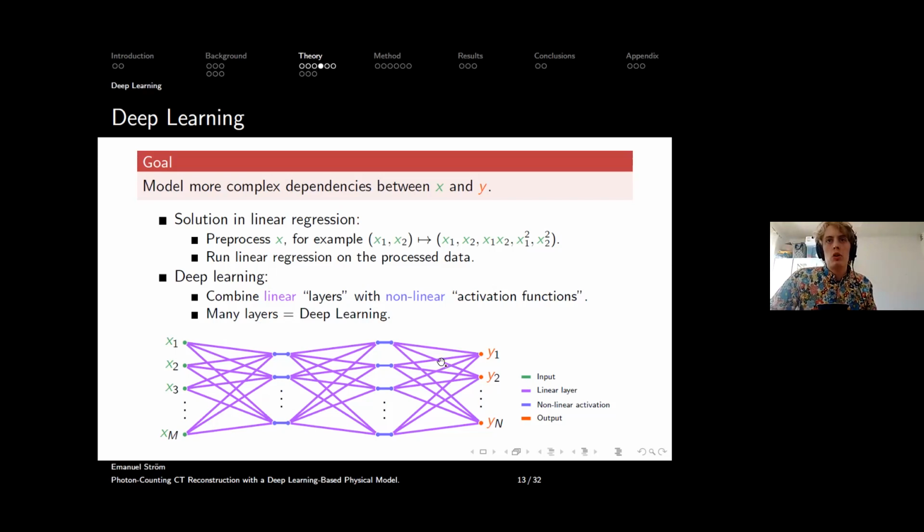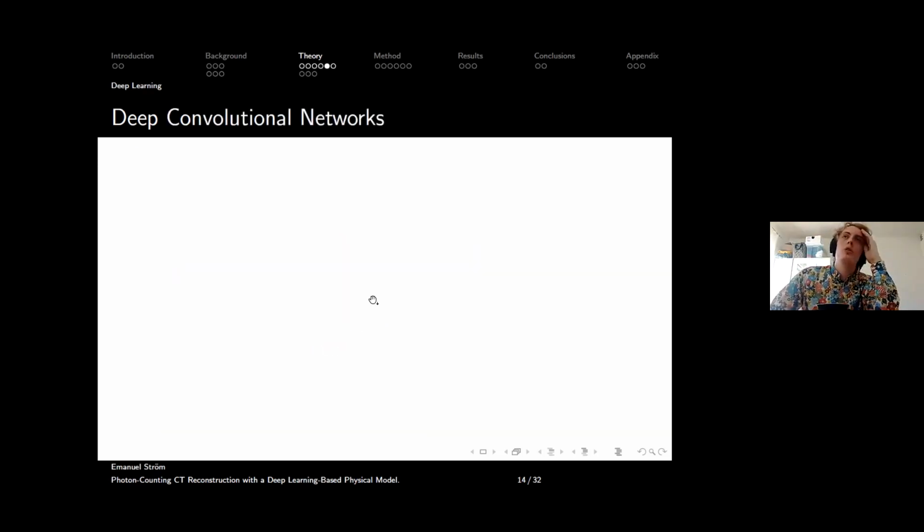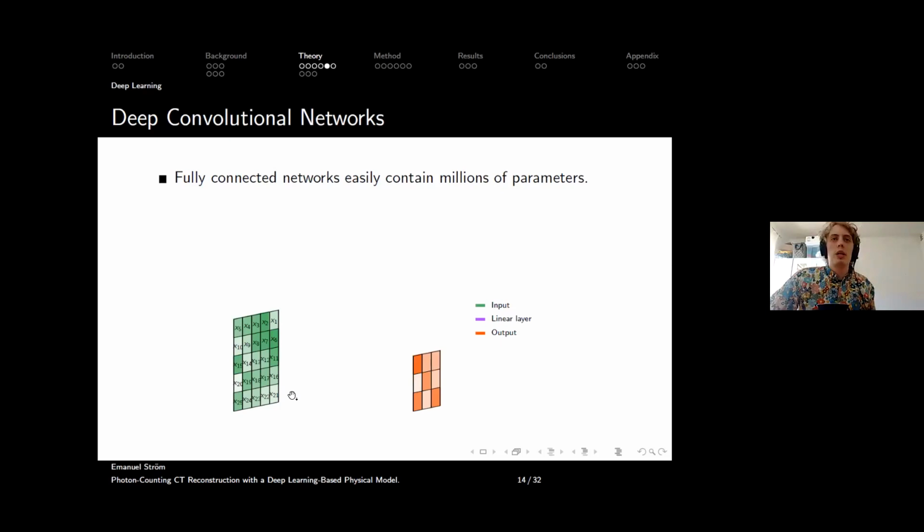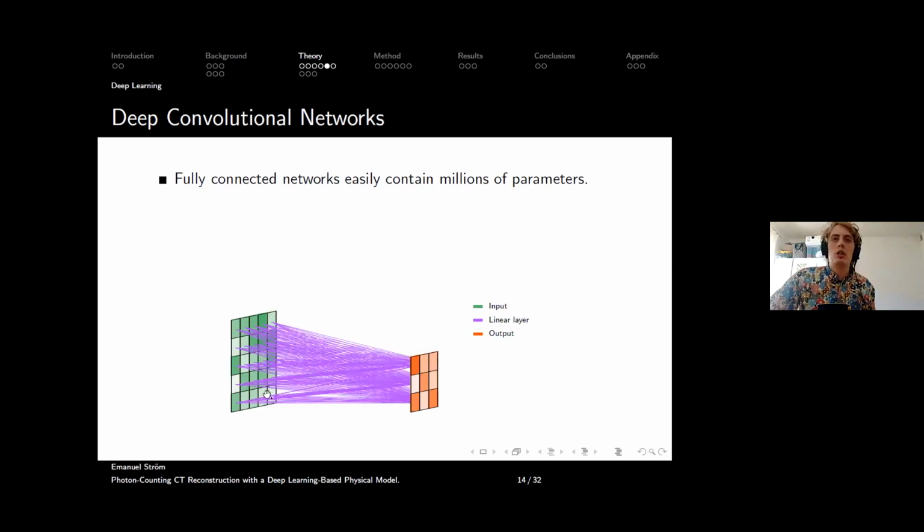Each of these input nodes is connected to each of the outputs in each layer. And that quickly becomes very cumbersome when you think about high dimensional data. So if we let this input data, for example, be an image, and you have an output layer that's also an image, then just fully connecting all of this input data to the output data here, you quickly end up with a lot of parameters.